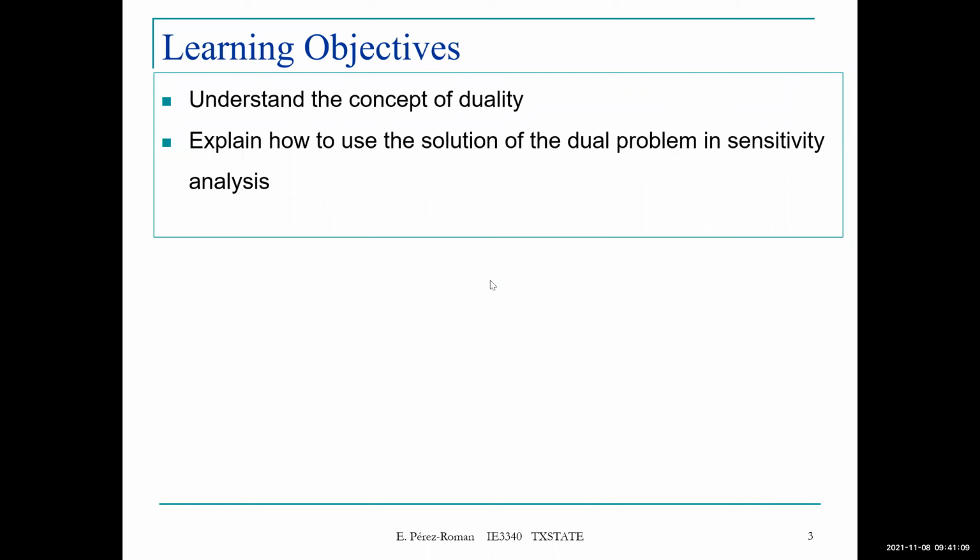Is the light good, or do you want me to turn off the light so you can see better? Yeah.